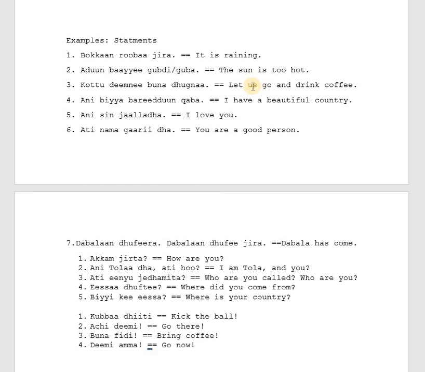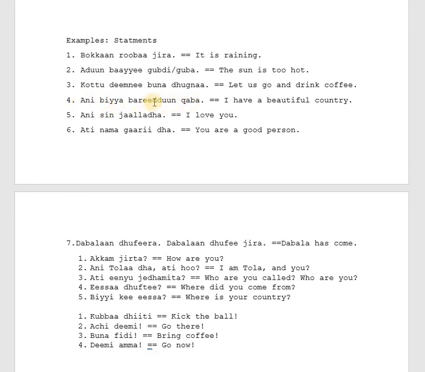That's what we can say. Kottu deemnee buna dhugnaa. So it's not a direct translation, and it doesn't give any meaning. But for starters, people can understand. But you learn the wrong way, which I don't advise.